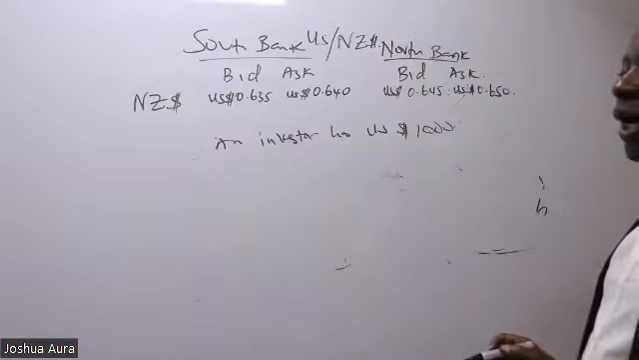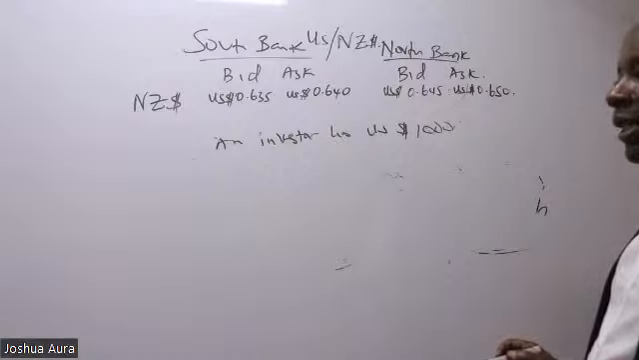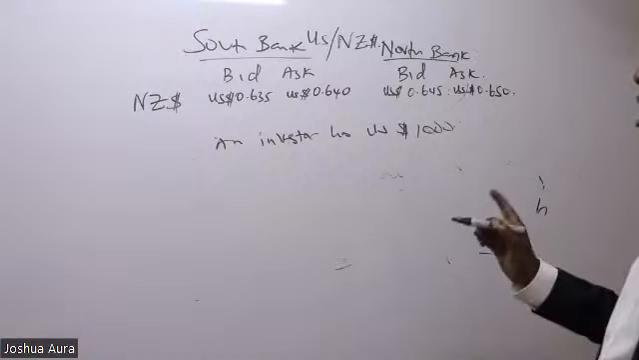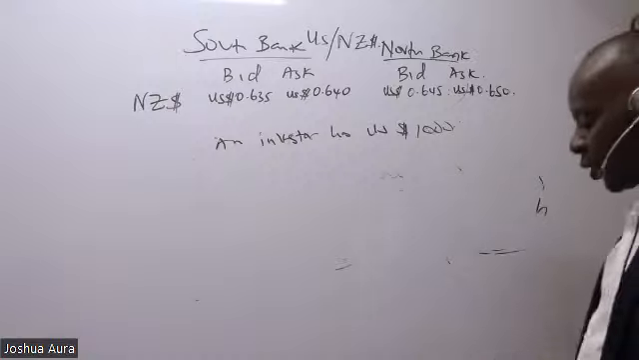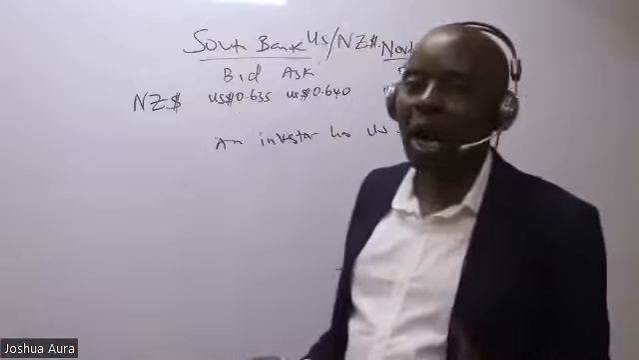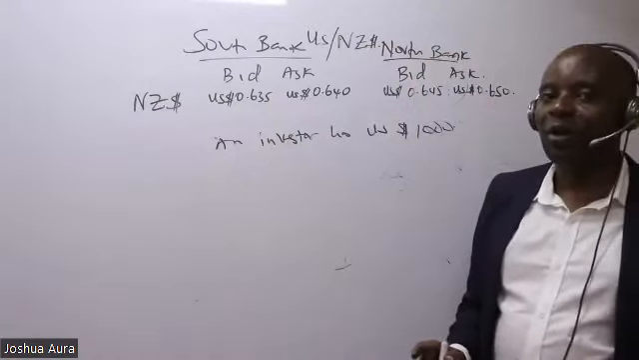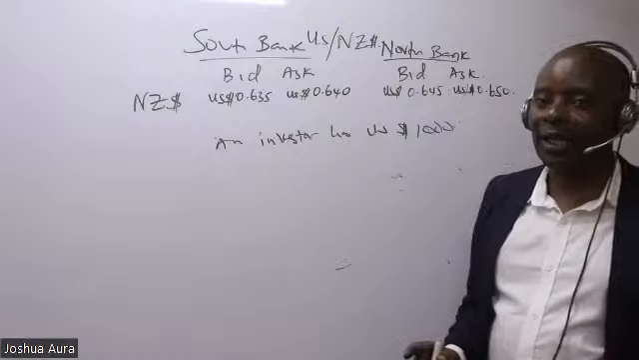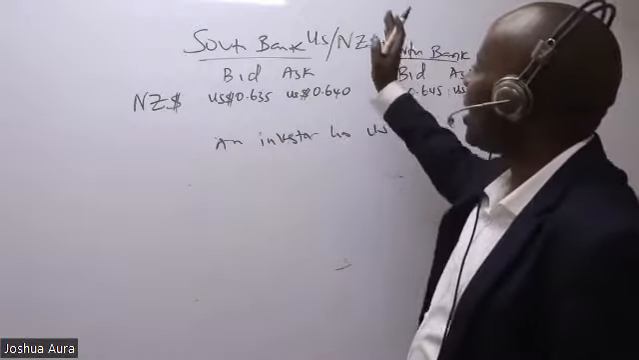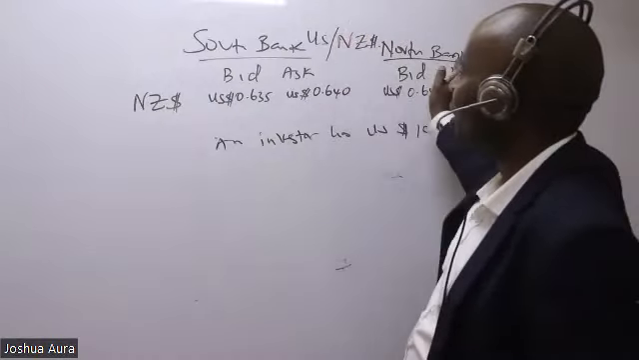I forgot to tell you one thing, that the investor in this case is based in New Zealand. So the investor, ladies and gentlemen, here is a guy who comes from New Zealand. Although this examiner has given us a hint, if this guy comes from New Zealand, where is the home currency? The home currency is on the right.